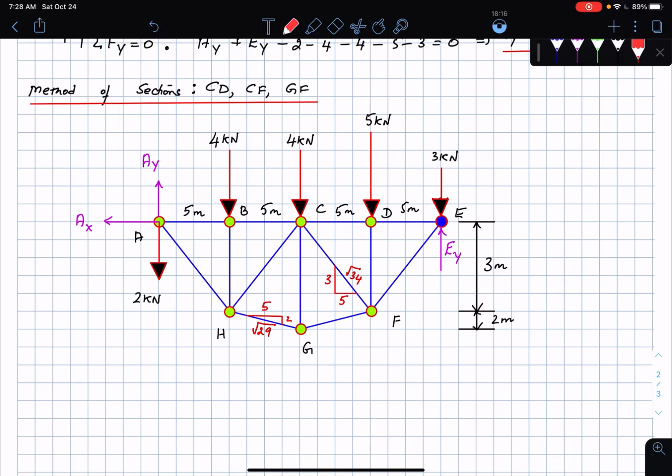And what am I going to do now? I'm going to pass a section through the bars CD, CF, and GF. Okay, so here is my section. I'm cutting through these in a nice clean manner. Okay, that is something that you have to see here, right? And then I'm breaking it up into 2 pieces. Okay, what are the 2 pieces?